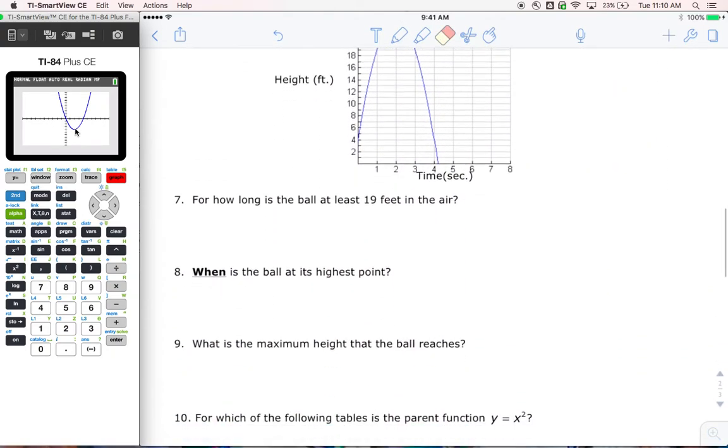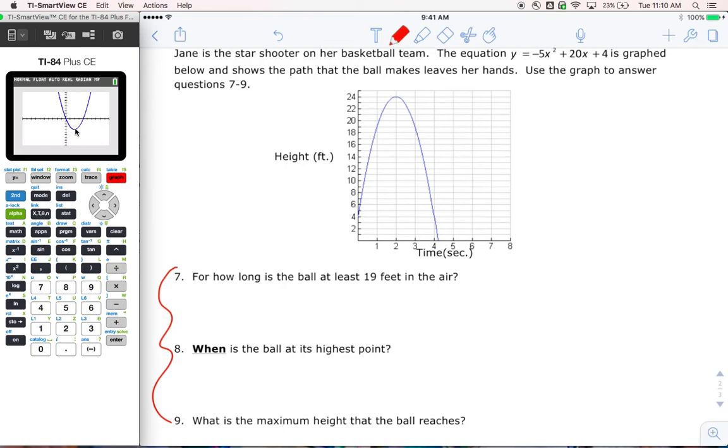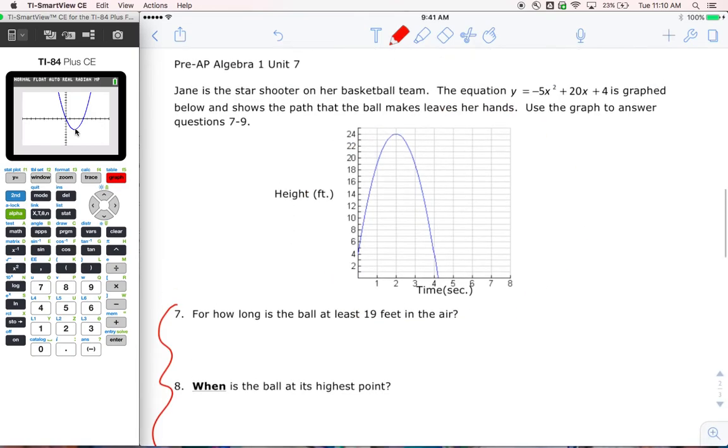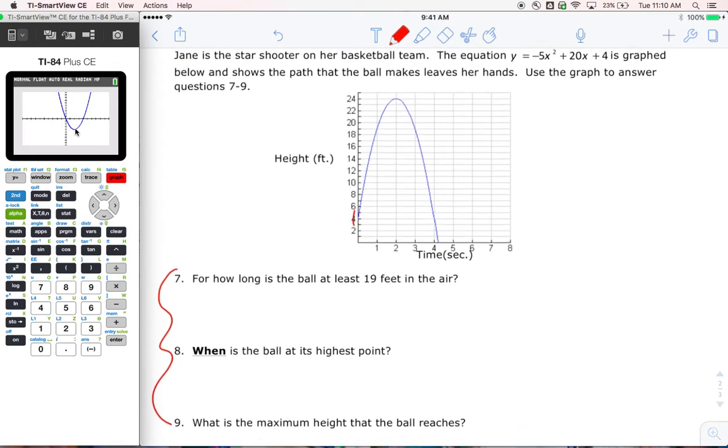All right, 7, 8, and 9 are super simple, you guys. Make sure that you get these ones right. Here we go. Questions 7, 8, and 9 are using this graph. This graph is talking about Jane. She's the star shooter on the basketball team. The equation is given, but it also graphs it for you, which is kind of nice. It says this is the path the ball follows when it leaves her hands.